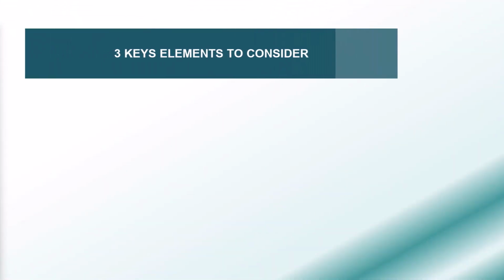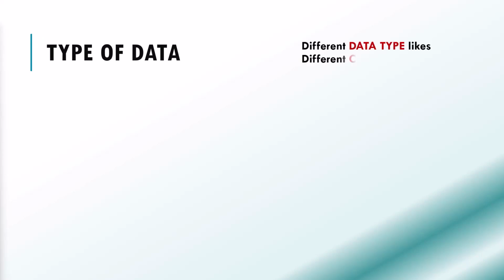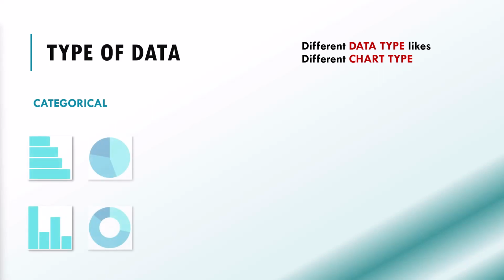There are three key elements that will help you choose the right visual for effective communication. So first, what data type are you working with? Why does data type matter? Because different data types like different chart types. For example, we've got categorical data, which is like grouping things into groups. So a bar chart, pie chart or donut chart is best to present this type of data.